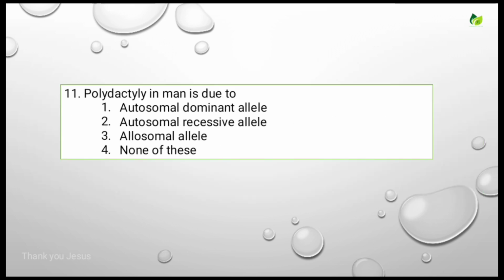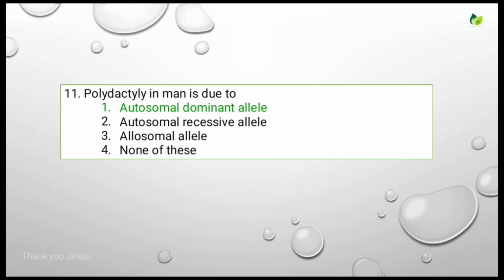So polydactyly in man is due to, options are given: autosomal dominant allele, autosomal recessive allele, autosomal allele, allosomal allele, none of these. So you have to pick the correct one. Before that, you have to know what polydactyly is. Polydactyly is a condition where a person has more than 5 fingers or more than 5 toes. Generally, it is an autosomal dominant allele. It's a condition carried by a gene which is autosomal dominant.